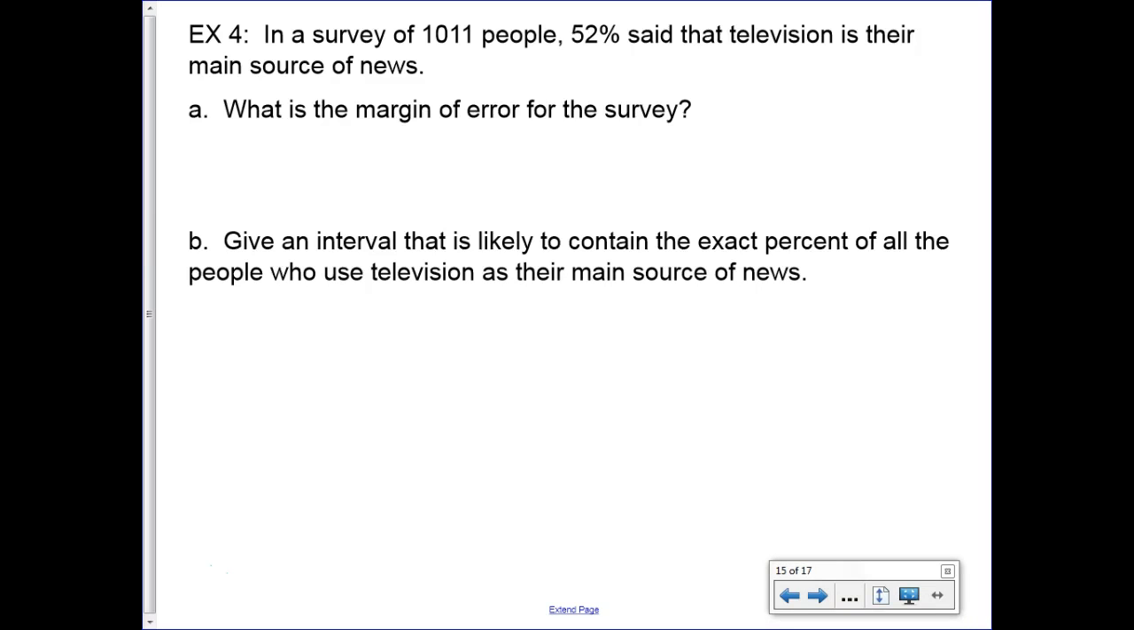So the margin of error would be plus or minus 1 over the square root of 1,011. So that's approximately plus or minus 0.03 or plus or minus 3%. So then give an interval that's likely to contain the exact percent. So 52 is our middle number. 52 minus 3 is 49%. 52 plus 3 is 55%.